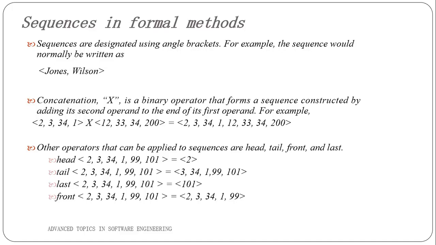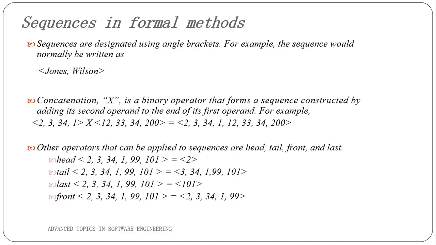So all these mathematical concepts will get used when we declare formal methods. So other operators that can be applied to the sequence are called head, tail, front, last. So head is basically the first element of the sequence. Tail is after the first element. That means we will ignore the first element, and after the first element, what is the sequence that is left? That is the result of tail.